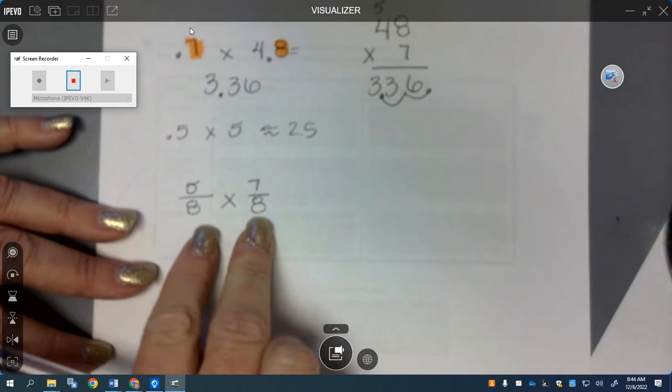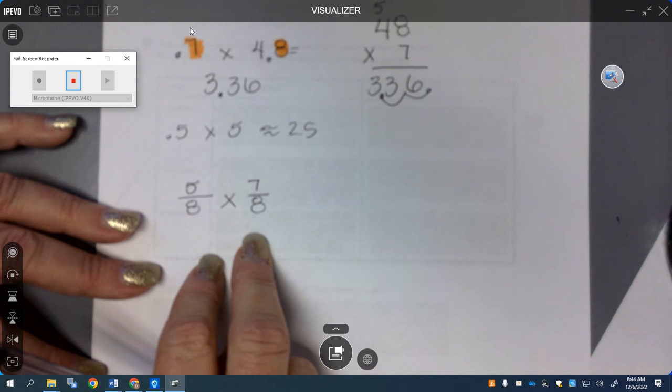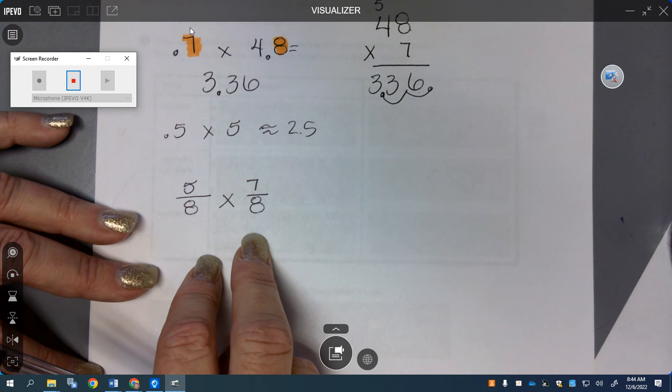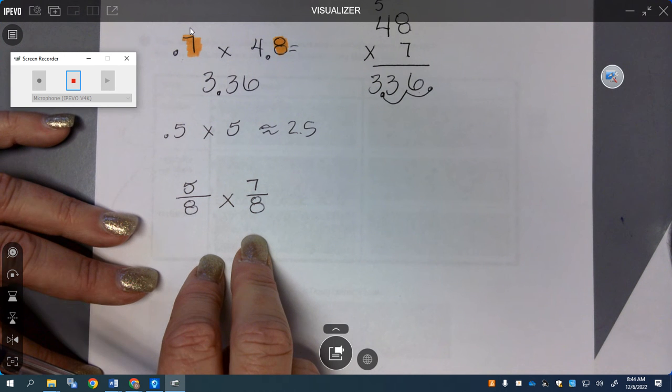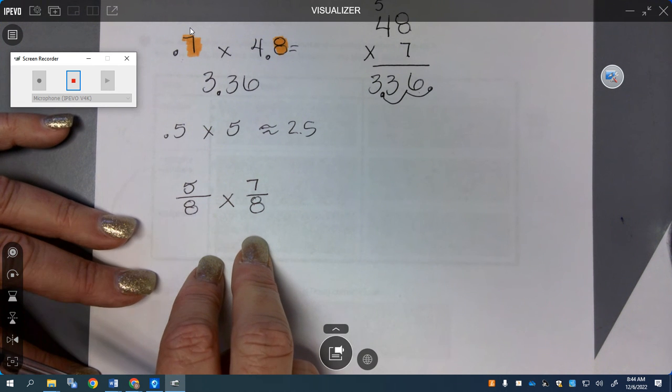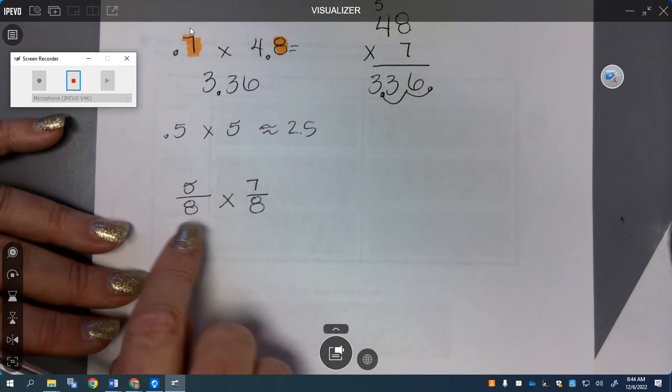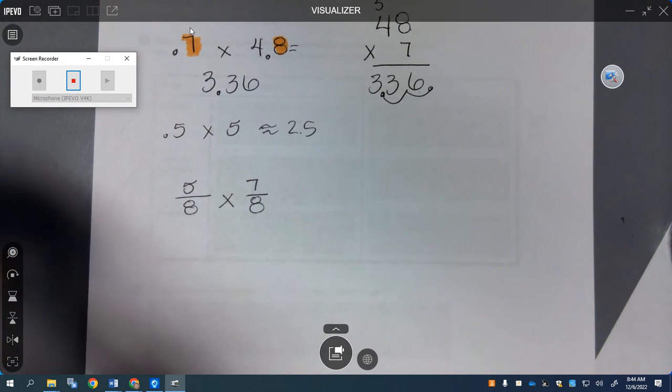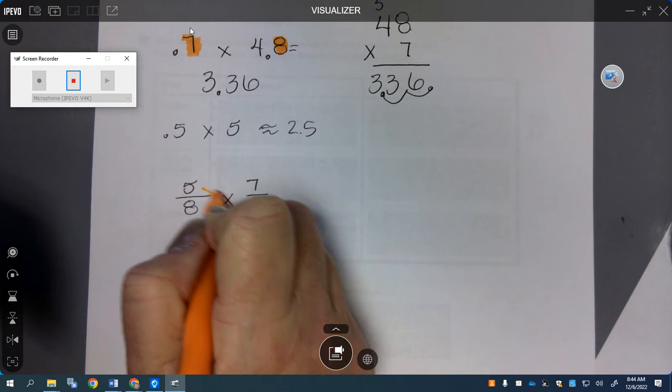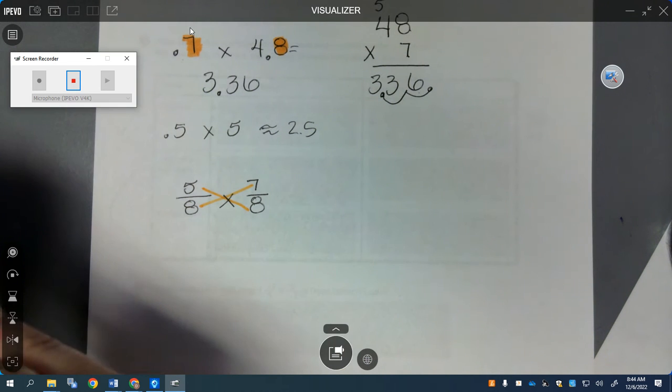Do you have to have a common denominator when you multiply fractions? Absolutely not. No, no, no. All right, so here's what I'm going to remind you. When multiplying fractions, please cross simplify first.